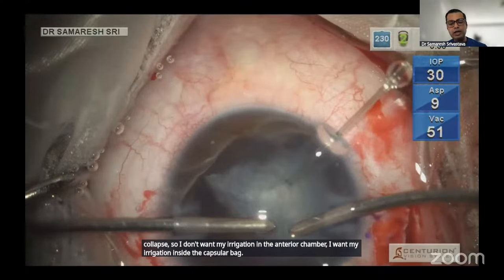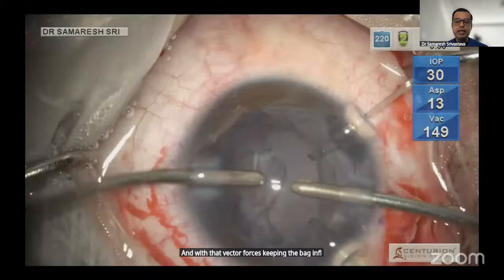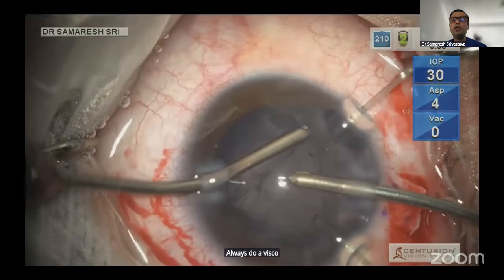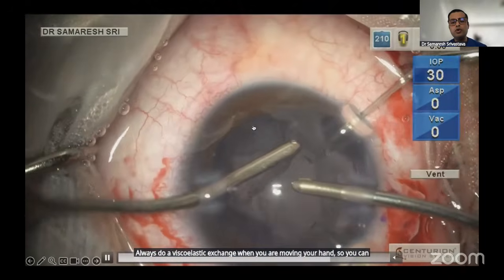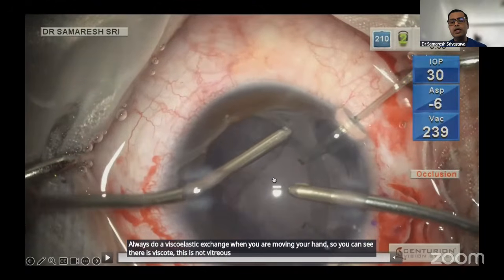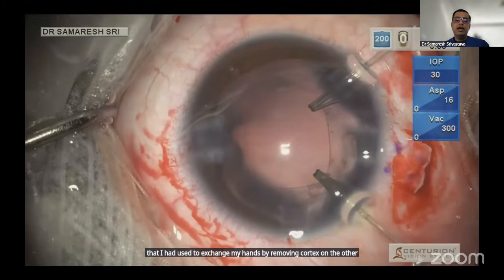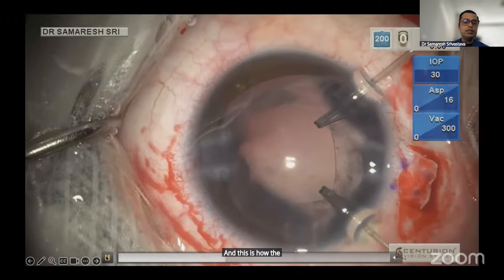And with that vector forces keeping the bag inflated, it's easy to take out the material. Always do a viscoelastic exchange when you are moving your hand. So you can see there is Viscoat. This is not vitreous. This is Viscoat that I had used to exchange my hands while removing cortex on the other side. And this is how the patient's eye looks once it's cleaned up.